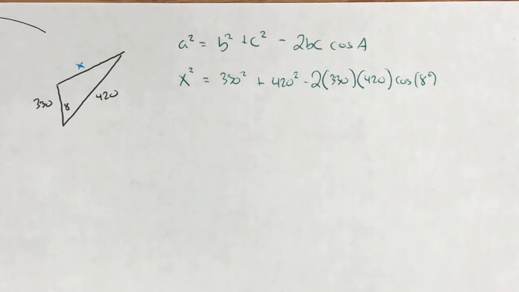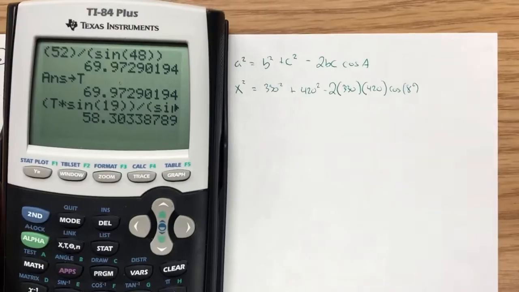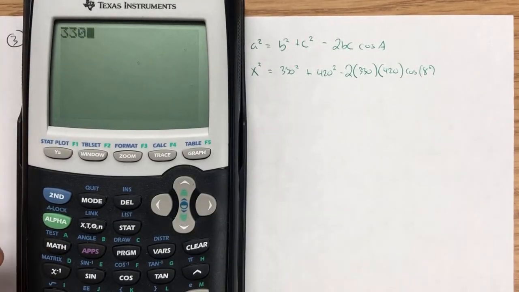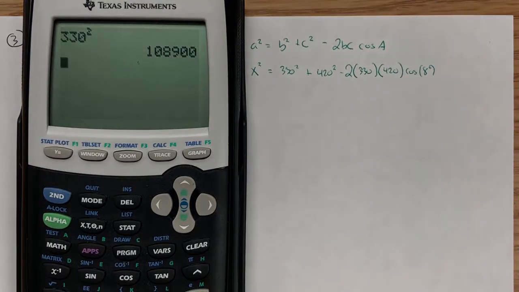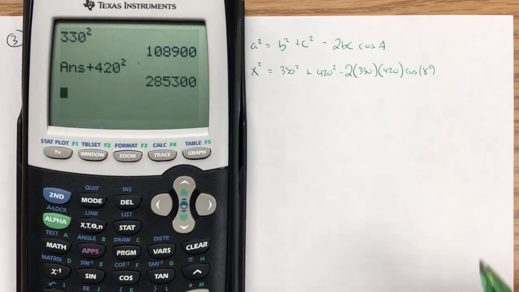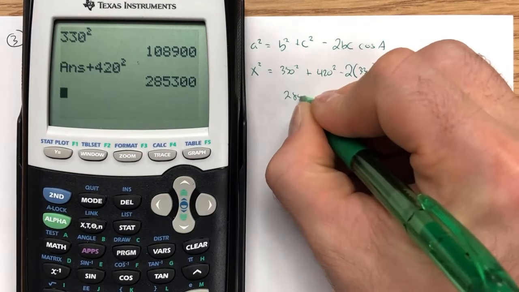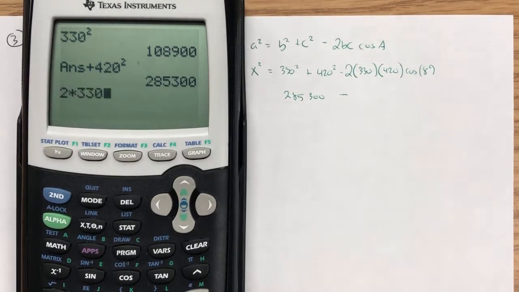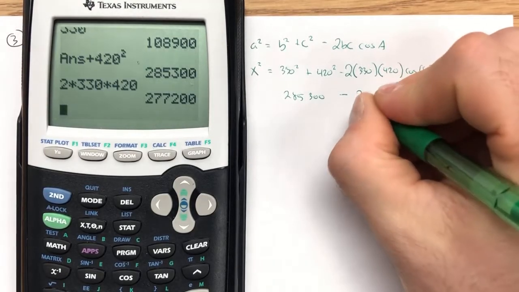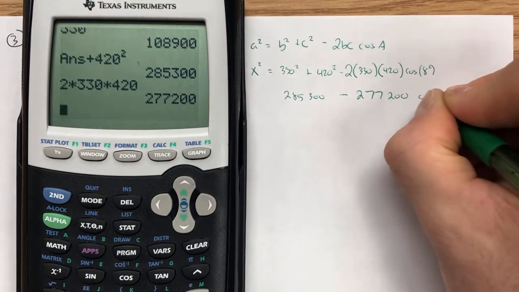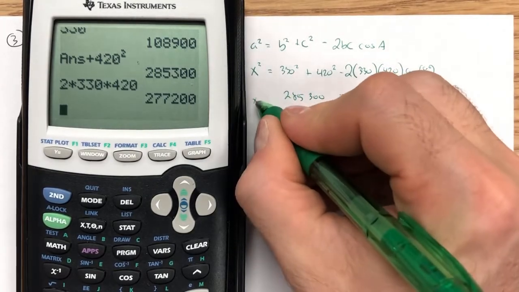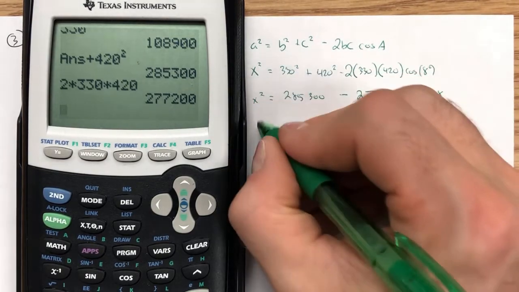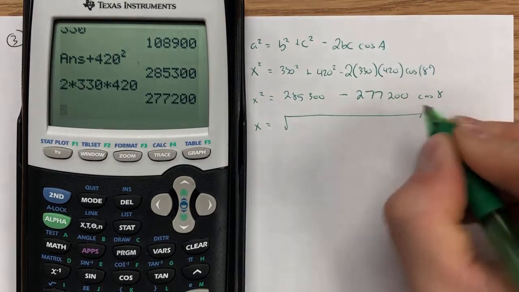So let's start figuring out what we got here. I have 330 squared plus 420 squared. We're going to combine this into one go here. So we have 285,300 minus, multiply all this together, so 2 times 330 times 420 is 277,200 times the cosine of 8. We get that. And then what I'm going to do is I'm going to square root the whole thing. So x equals the square root of all of this.